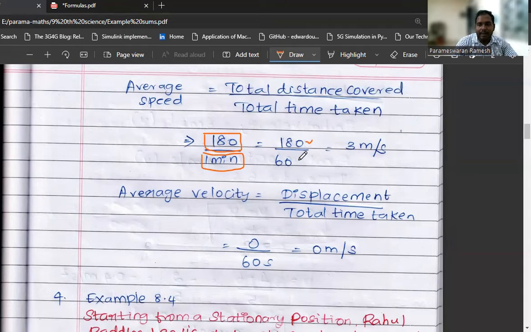So 180 divided by 60. So it is 3 meter per second. If we cancel this term, you'll get 3 here. So 3 meter per second.